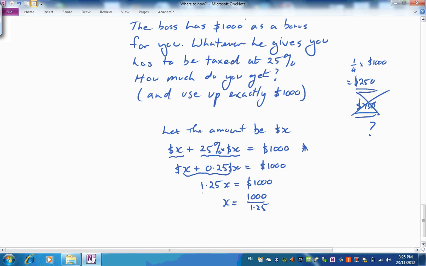And down here, x has been times by 1.25. Get x back again, you'll divide by 1.25. And if you do that, what you have there, you have $800. So, the amount that the person gets, or you get, is $800. Problem solved. And it wasn't 750.